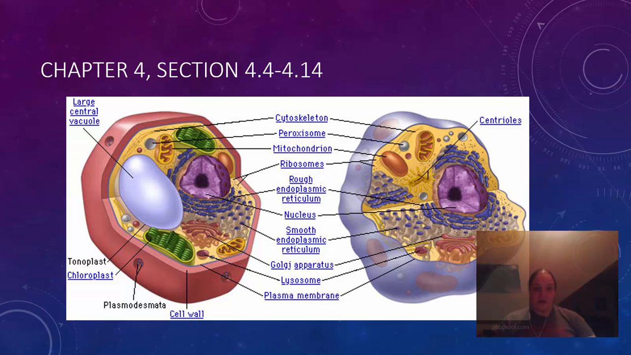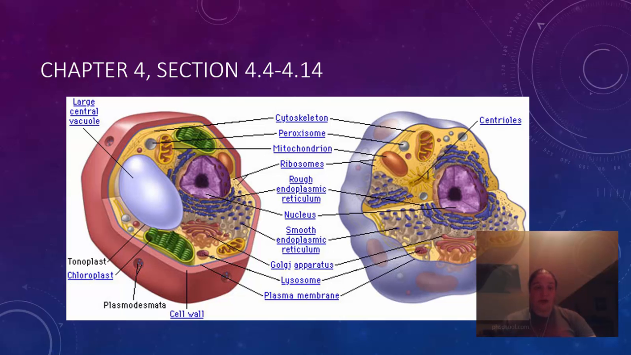Eukaryotic cells can be very specialized. In the case of plant cells, they have both a cell wall and a cell membrane to protect them. Animal cells only have a cell membrane. There are a number of other things that are different between plant and animal cells.